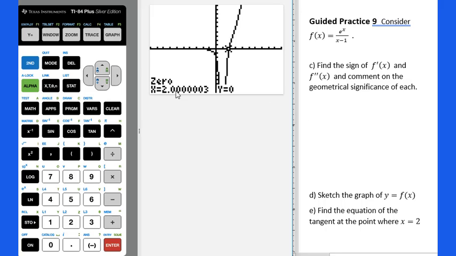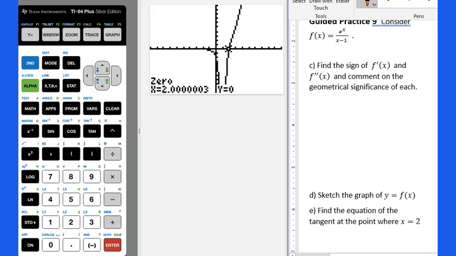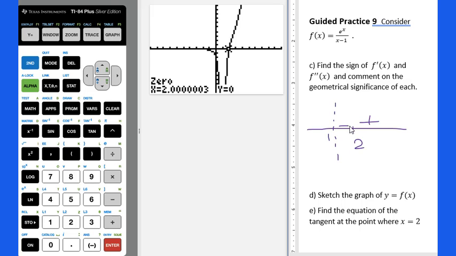We can draw the sign diagram now. You have to draw the vertical asymptote line. That will be 1. Positive, because it's above the x-axis. If it's between 1 and 2, that's negative. If x is less than 1, it's still negative.